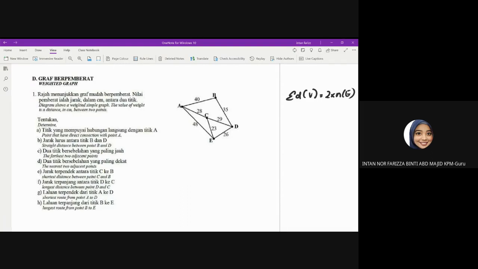Now we are going to look at weighted graph. Okay, weighted graph is common sense, girls. People who don't go to school can even answer it. Okay, now let's look at the question, girls. For those who don't have the handouts, okay, never mind.